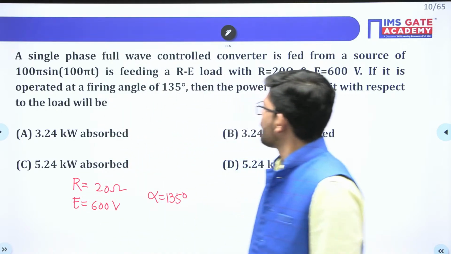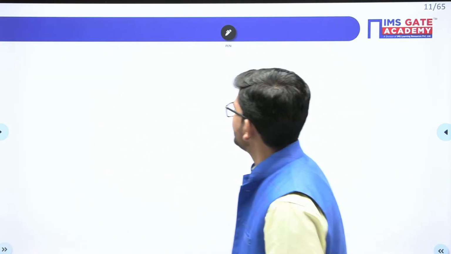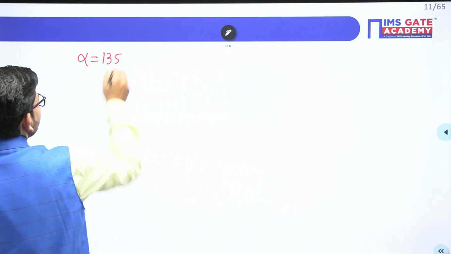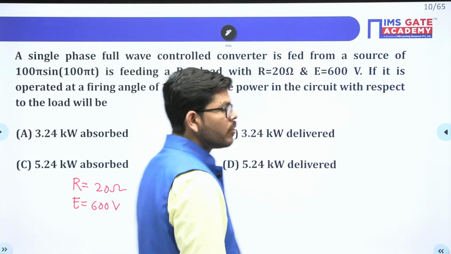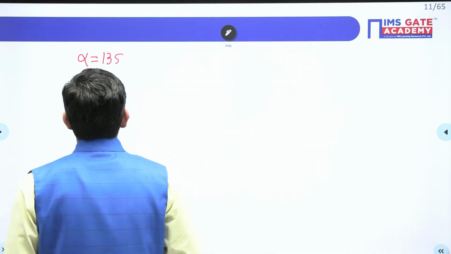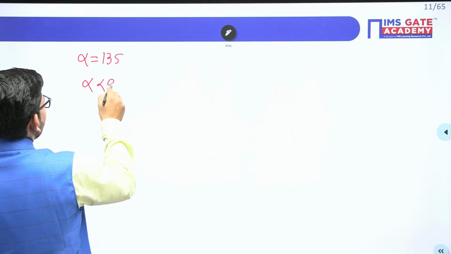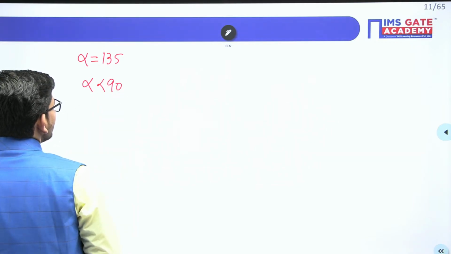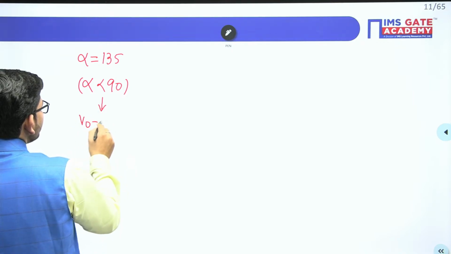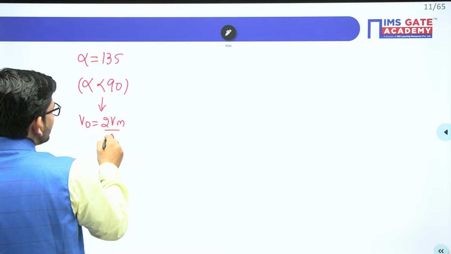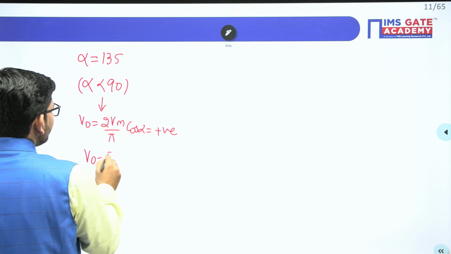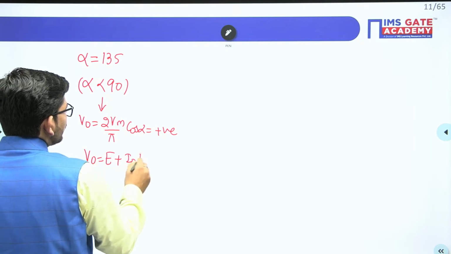If you see here, the firing angle given to us is 135, and the load is being fed by a full wave controlled rectifier. You know that when the firing angle alpha is less than 90, V naught, which is 2 Vm by pi cos alpha, is positive, and the load side KVL will be V naught equals E plus I naught R.